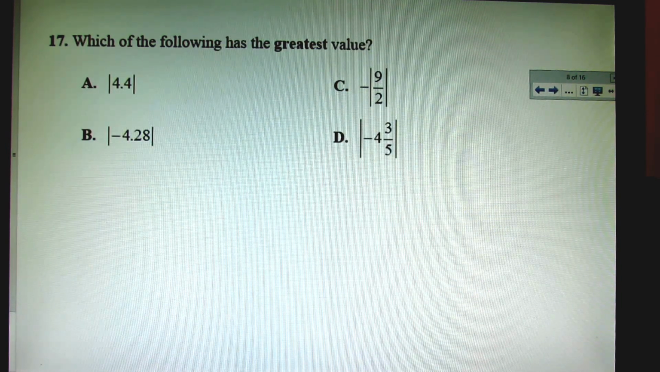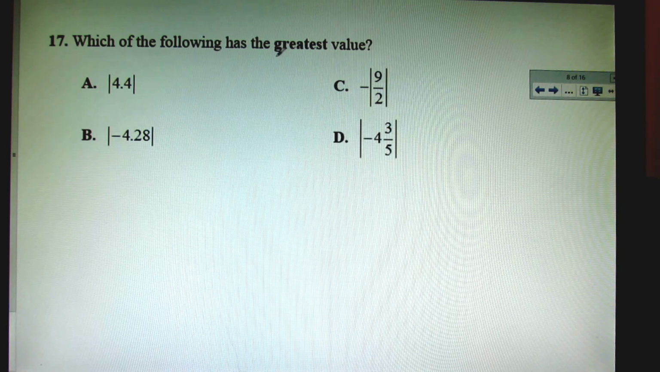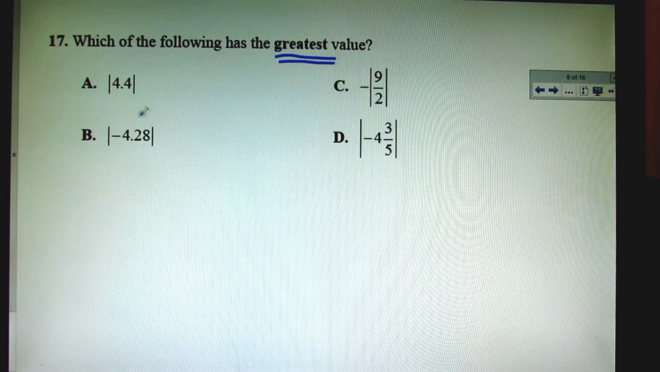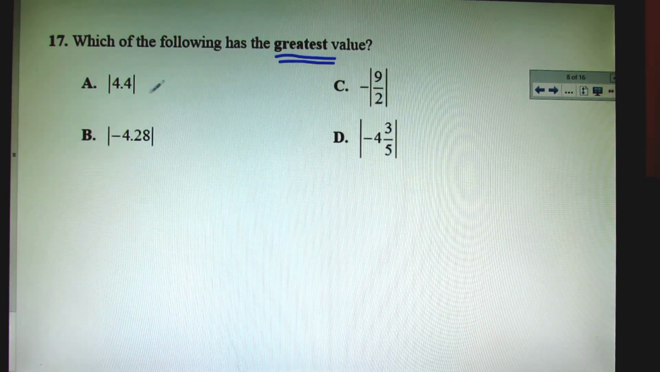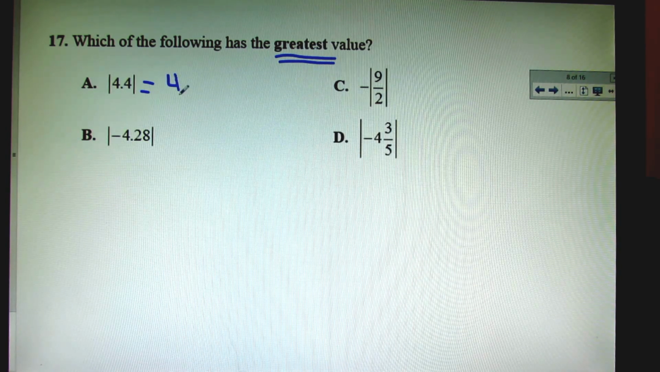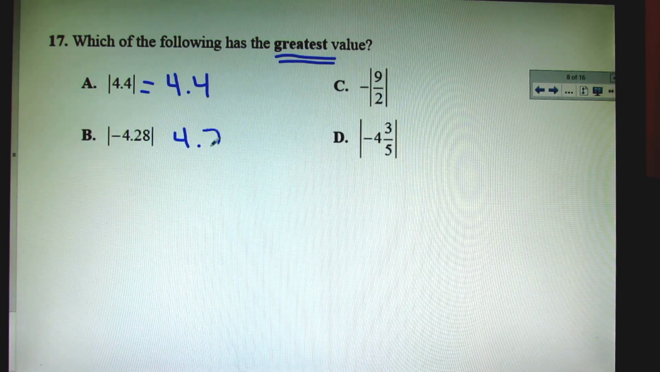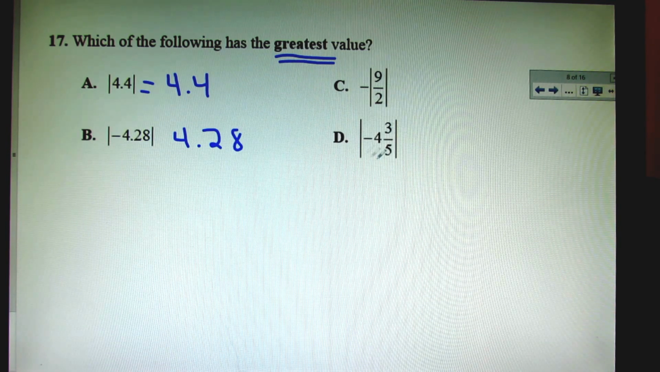Next one, which of the following has the greatest value? Again, man, a lot of questions like this. Okay, well, some of them are decimals and some of them are fractions. It's probably going to be helpful, I think, to change them all into decimals. So what we're going to do here, what's the absolute value of 4 and 4/10? That's just 4 and 4/10. The absolute value of negative 4 and 28/100? That's 4 and 28/100.